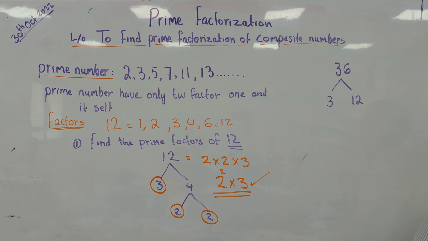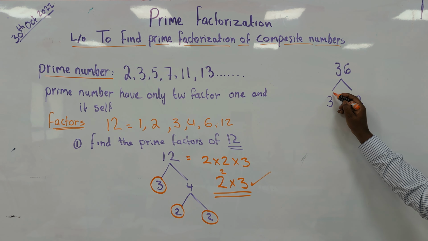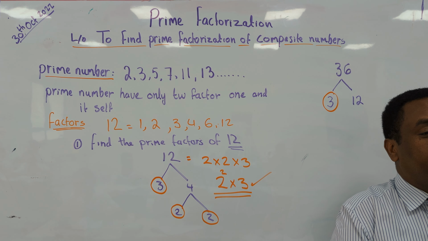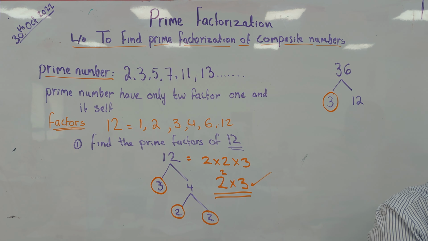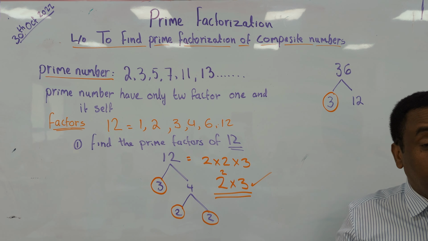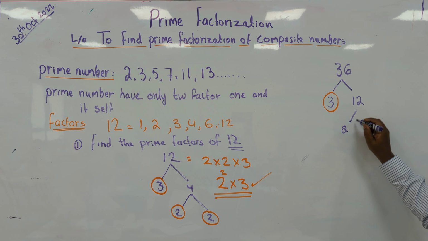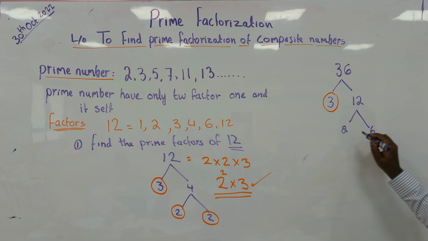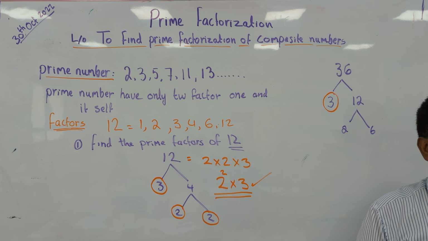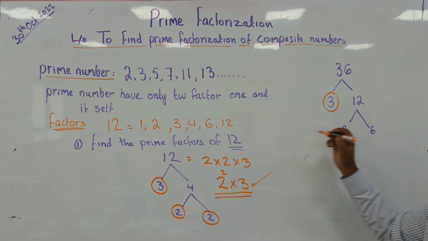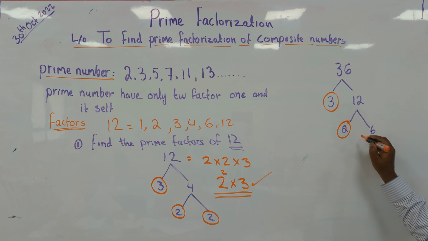So what do I do? Circle it. Well done. Now we carry on with the 12. What gives us 12? 6 times 2. Again we say 6 times 2. And then we ask ourselves, which one is the prime number? The 2. What do I do with the 2? Circle it. Again, we carry on from here.